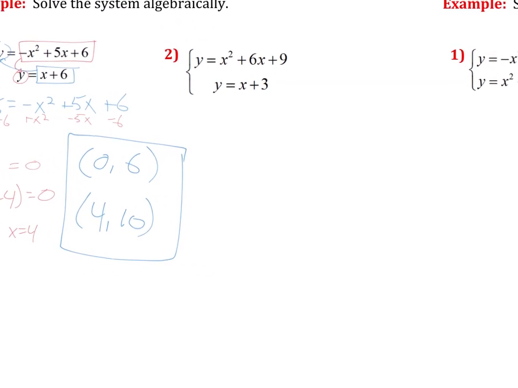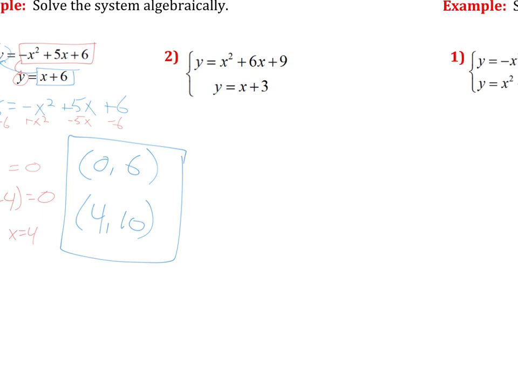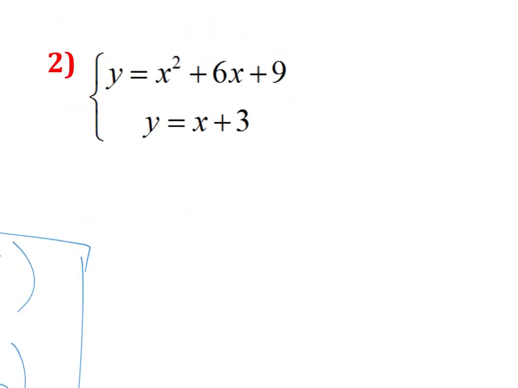All right, let's do one more. X squared plus 6x plus 9 equals x plus 3. Again, I'm going to start this off by setting them equal to each other because they're both equal to y. So x squared plus 6x plus 9 equals x plus 3. If you had this flip-flopped, meaning the opposite expression on the opposite side of the equal sign, it doesn't matter. It still says the same thing.